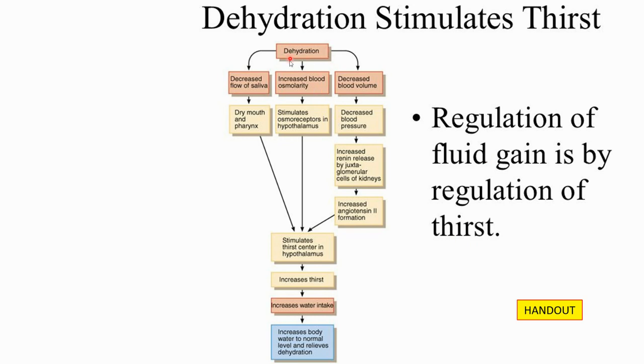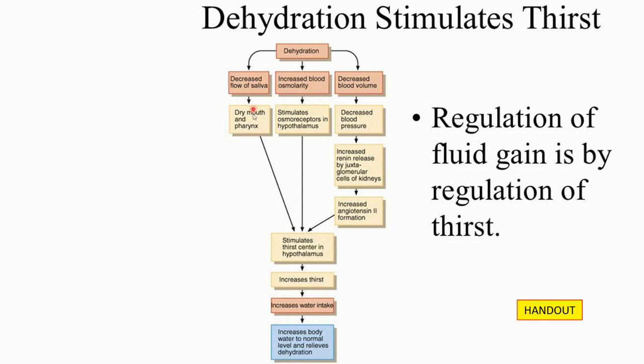If you're dehydrated, that's going to decrease the flow of saliva. That's going to result in increased blood osmolality. In other words, you've got more solutes in your blood than normal because you don't have as much water. It's not that your solutes increased, it's that your water decreased, which made you have a high osmolality, and then decreased blood volume. These are the results of being dehydrated.